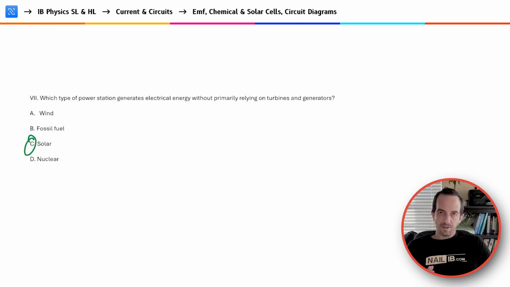So we reached the end of this video, some basic calculations, some basic ideas about chemical versus solar cells. We'll move on to more material from the subtopic in part 3. So that is the conclusion of part 2. I'll see everybody in part 3.